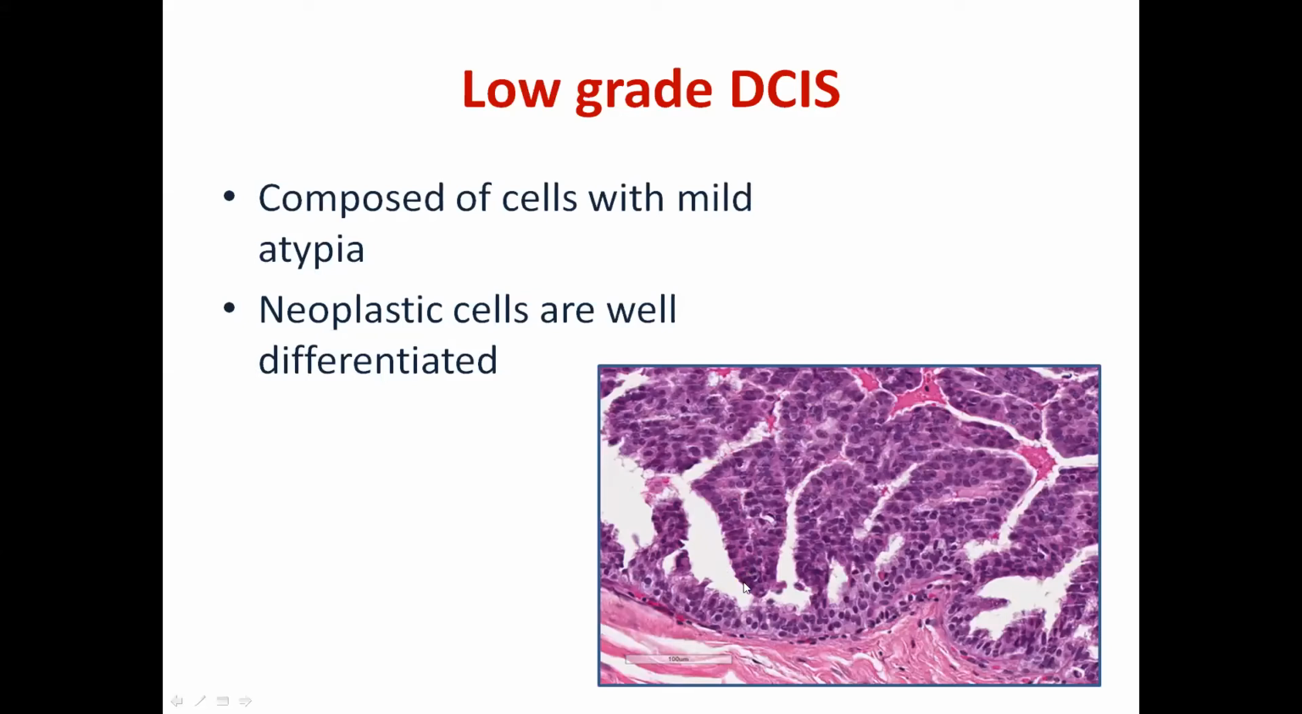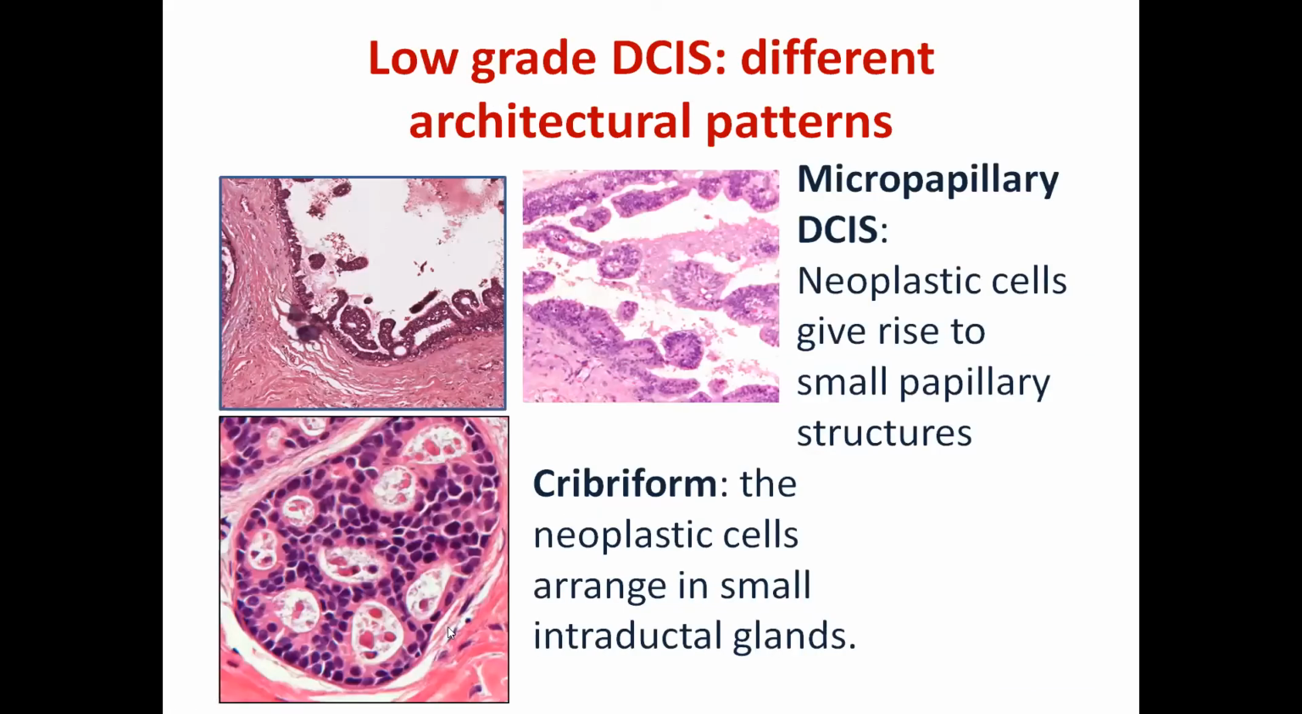You see here an example. We have small cells, not basically atypical. They can organize into small papillae. We have micropapillary, and we have cribriform if we have these small glandular structures. But basically, all these are composed of well-differentiated cells.